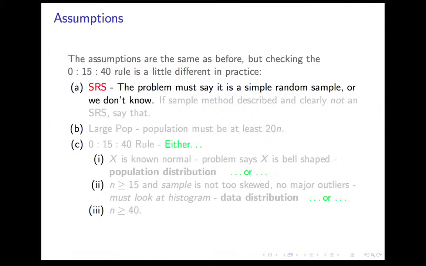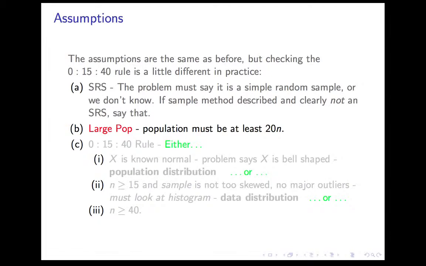In general, the problem has to say it's a simple random sample, or the answer is we don't know, or it's not met. If the sample method is described, then you can decide whether or not it's a simple random sample. But if it's not described, it's just a question of whether or not it says. Large population rule, same as ever. You need the population to be at least 20 times the sample size. Usually that's obvious, but not always.